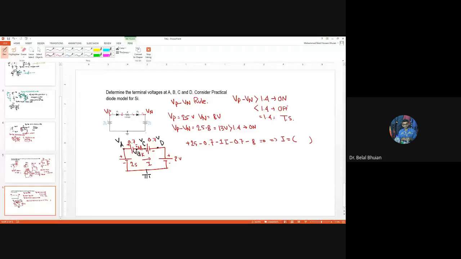And if, for example, I start from here and go up to that, we get plus 25 equals to VA. VA is equal to 25 volt. Similarly, for D, what we have to do? Start from here, go up to this point. Plus E. So VD is equal to plus 8 volt.